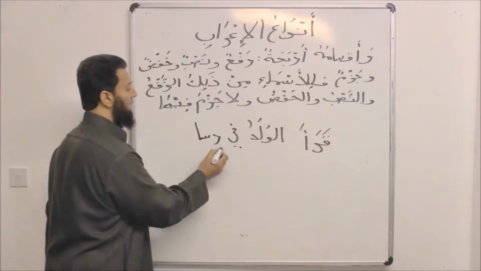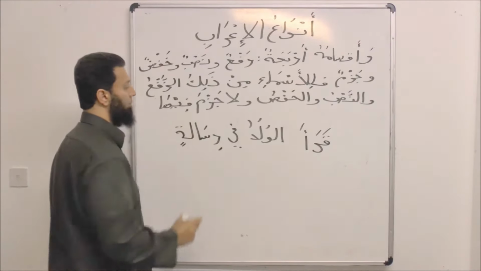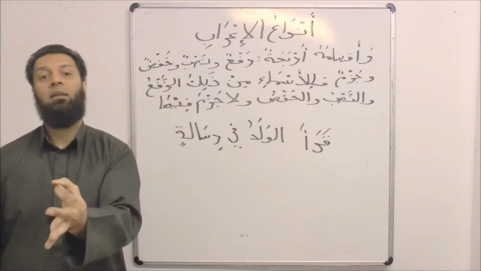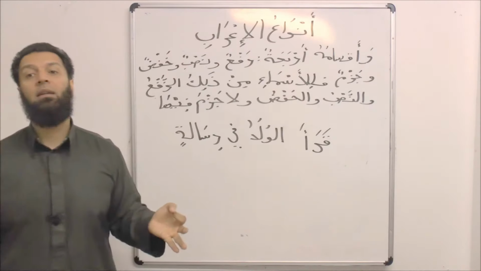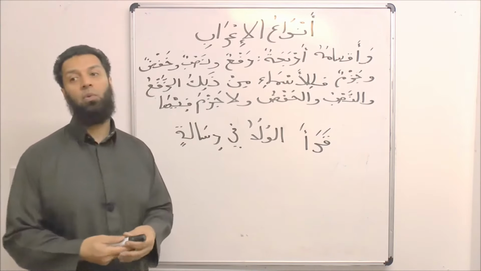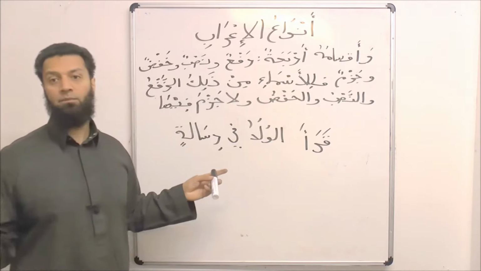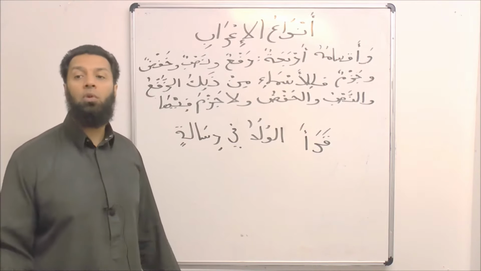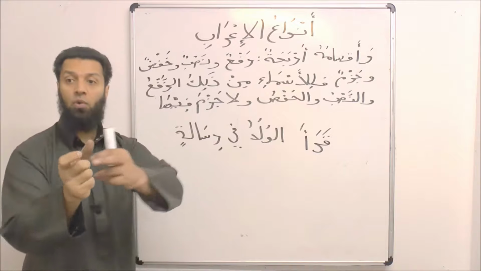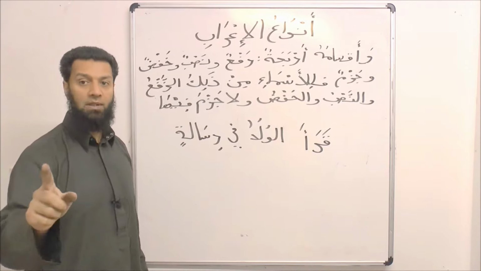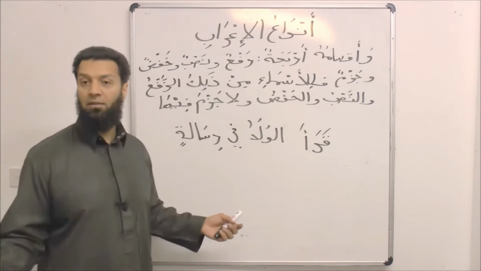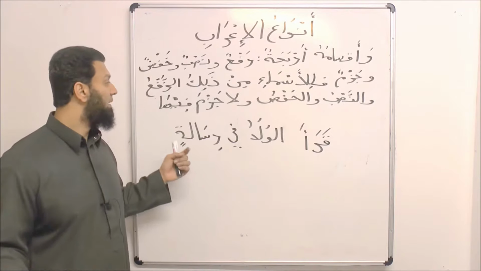And then whatever it was that he read, a letter. Now, we have fi risalatin. Fi is? Harfu jarrin. Risalatin is? Ismun majrurun. And it has been made majrur because of? Fi. So we say majrurun bi harfi jarrin, majrur by a harfu jar. Now, what is al-amilu here? Harfu jar. And the ma'mulun, al-ma'mulu, is risalatin.